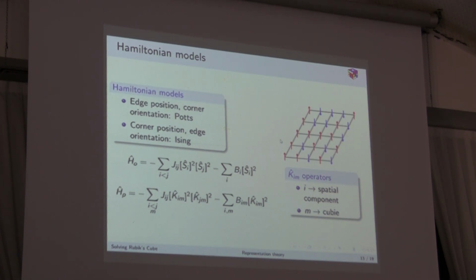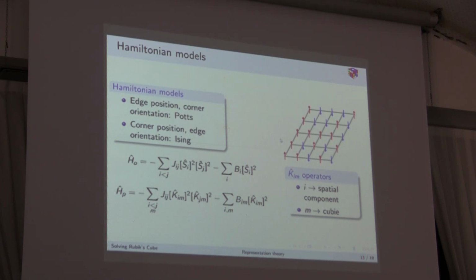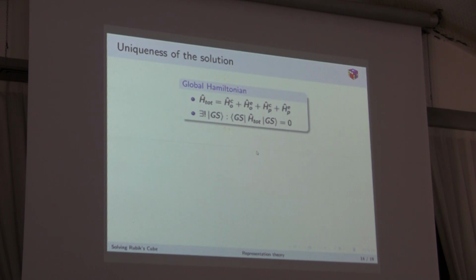So we need to introduce the metric, the Hamiltonian models. And to do that, we introduced the Ising model and the Potts model. The Potts model is nothing but the Ising model, but with 3 possible outcomes instead of 2, and it makes the orientations interact, but even the positions interact. And the point is we have 4 Hamiltonians. The first one for the orientation of the corners, the second one for the orientation of the edges, and so on for the position of the corners and the edges.